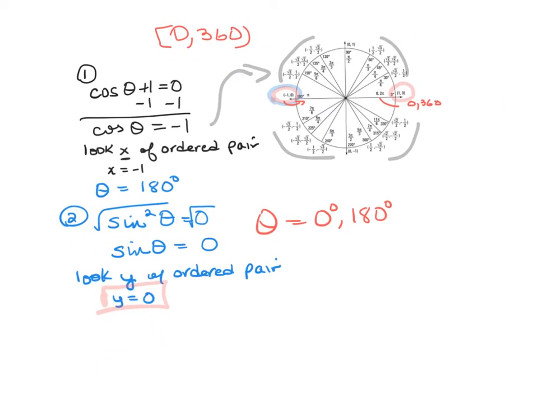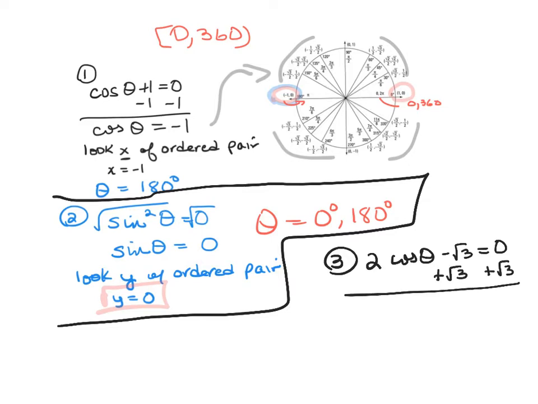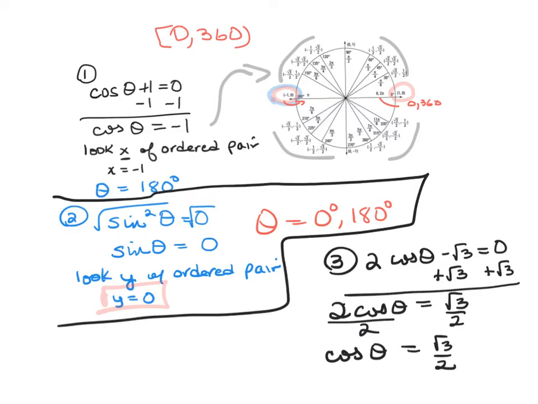Let's try number 3. For number 3, the problem is 2 cosine theta minus root 3 equals 0. I'm going to add root 3 to both sides. 2 cosine theta equals root 3. Divide by 2. Cosine of theta is equal to square root of 3 over 2.